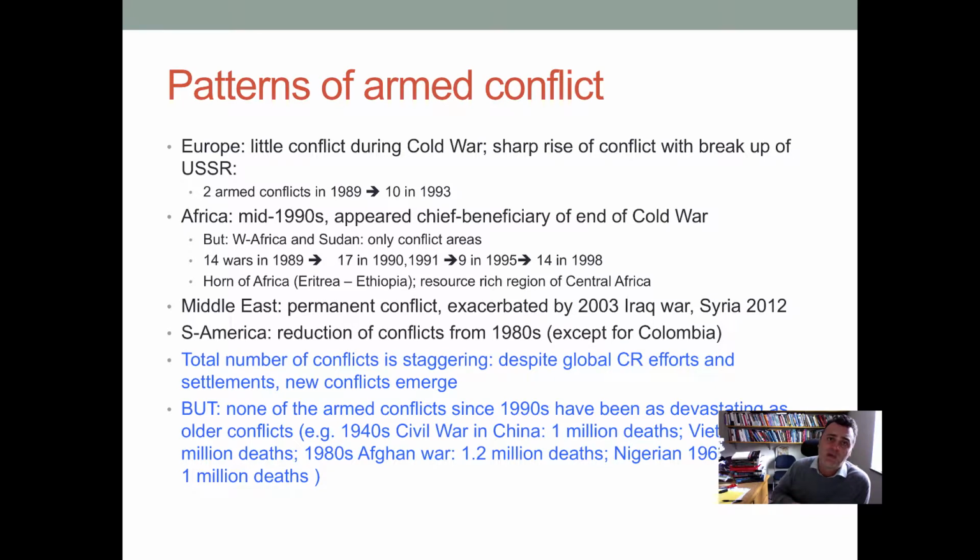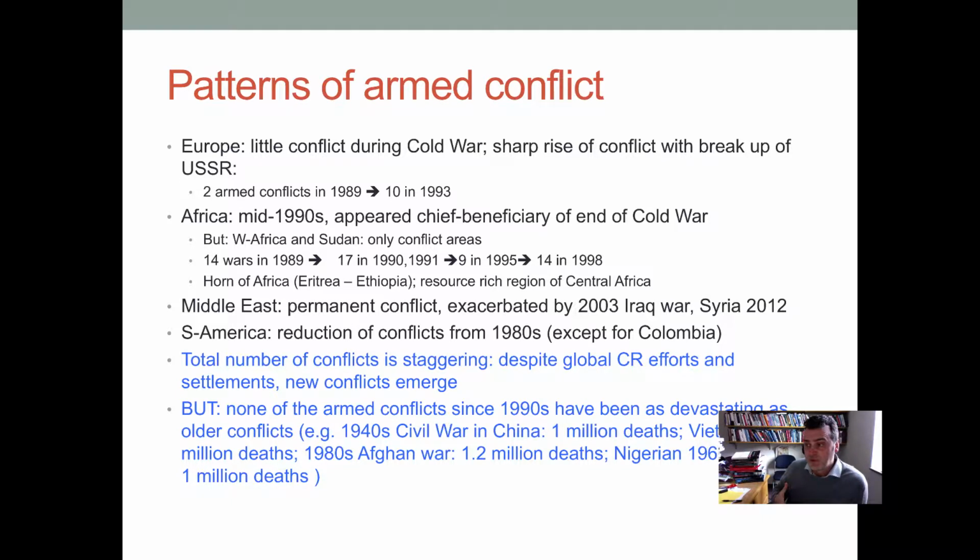Again, Africa in the mid-1990s appeared to be the chief beneficiary of the end of the Cold War. We had a lot of proxy wars in Africa throughout the Cold War. So we had 14 wars in '89, then 17 in '99, 9 in '95, 14 in '98. In the Horn of Africa, Eritrea and Ethiopia continue to be troublesome, and then we had the resource-rich region of Central Africa, which continues to experience conflict.